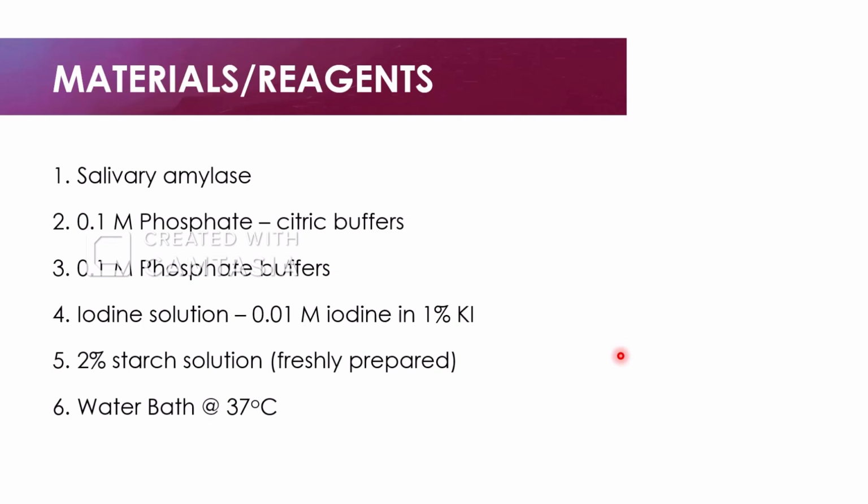Let's look at the materials and the reagents that we are going to use to perform this experiment. The first is the salivary amylase, which is our enzyme, our 0.1 molar phosphate citric acid buffers, and our 0.1 molar phosphate buffers. We have our iodine solution, our 2% starch solution, and our water bath set to 37 degrees Celsius.